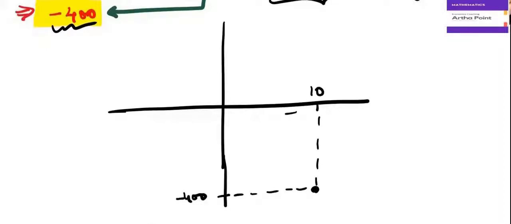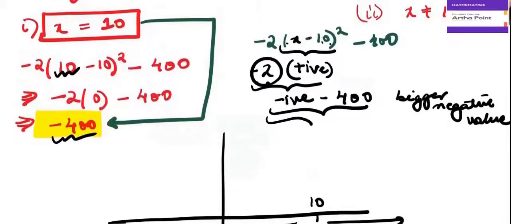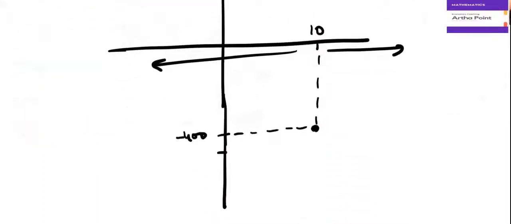But for a value of x which is not equal to 10, anything below 10 or above 10, I receive something which is even more negative. Maybe minus 500, minus 700, minus 200, minus 450, whatever. I receive a negative number which is more negative than minus 400. So I receive a value which can be below minus 400, somewhere over here. At x equal to 10, I'm getting the maximum value of y, which is minus 400. And for any other value of x, I go below minus 400. I go even more negative.